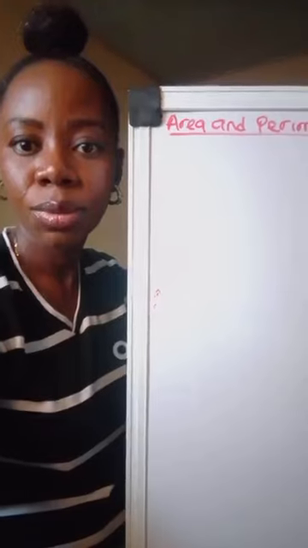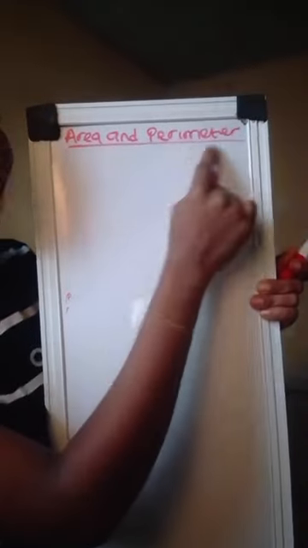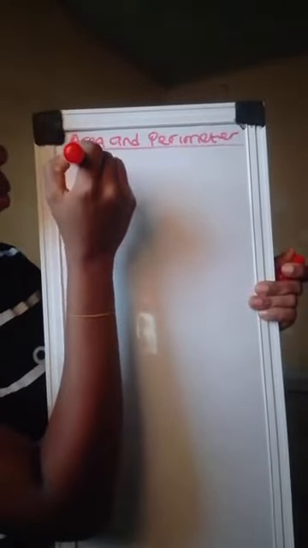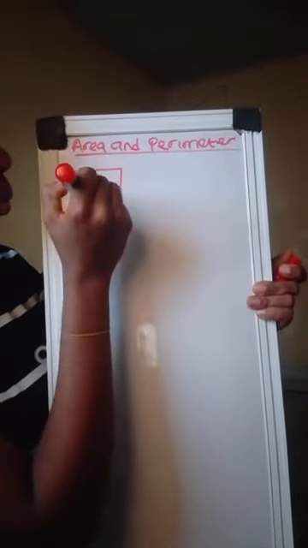This is Eagles Concept and Consultancy, and today we'll be treating areas and perimeters. So let's dig in right now. Welcome back. All right, so we are having area and perimeter. Okay, let's look at a plane shape like a square, for instance. Let's go with a square today.